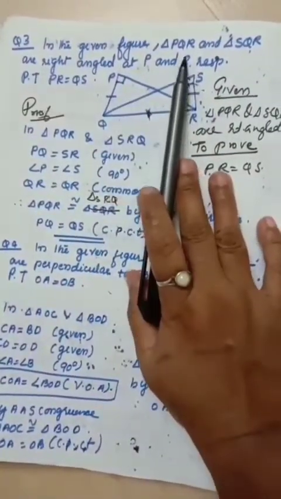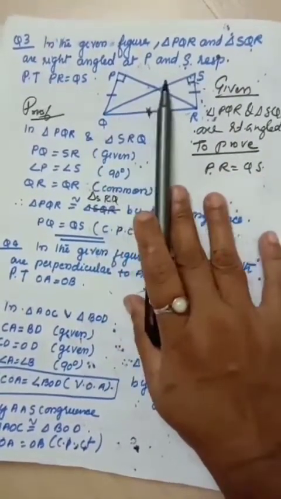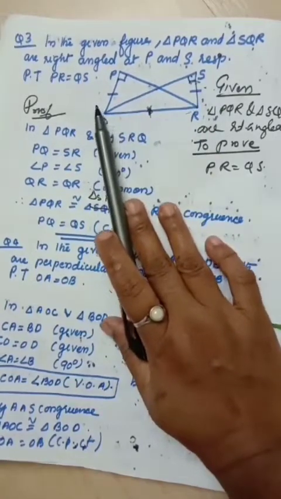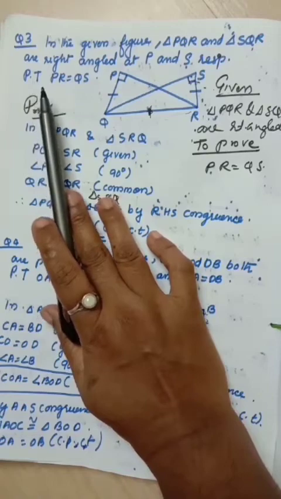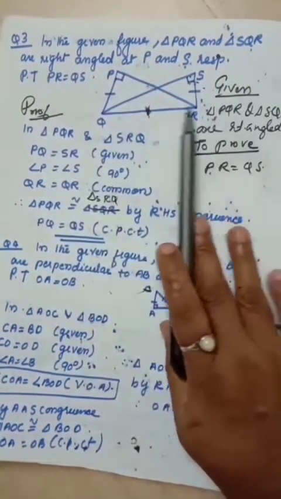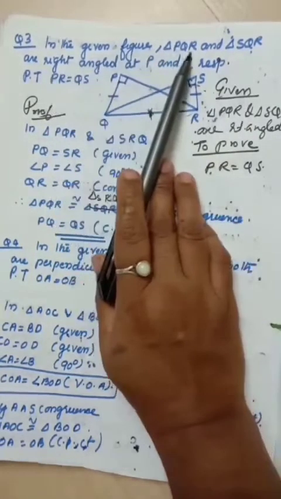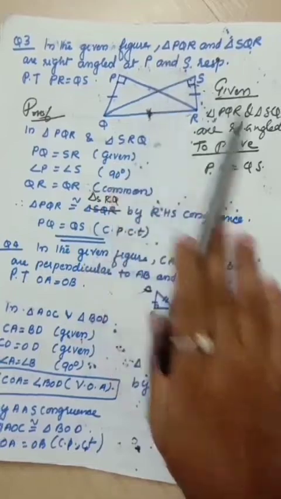Okay. Next, also a proving question. In the given figure, triangle PQR and triangle SQR are right angled at P and S respectively. Prove that PR equal to QS. Prove that, meaning PT is short for prove that. First, for a prove-that question, you have to write the given: PQR and SQR are right angled triangles at P and S.